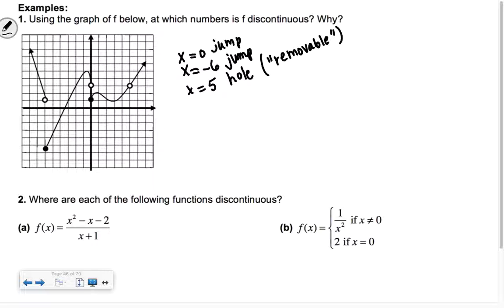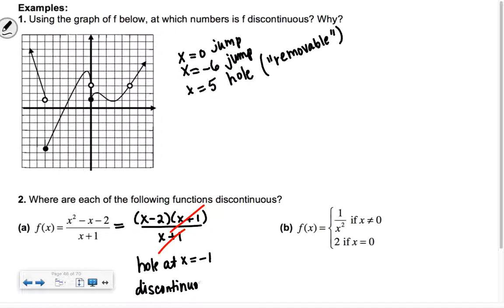So it says, where are each of the following functions discontinuous? Okay, so we have x squared minus x minus 2 all over x plus 1, and it does factor. It factors into x minus 2 times x plus 1 all over x plus 1, and we know it cancels. But we know that when we cancel something like that, that there's a hole there, right? So there's a hole at x equals negative 1, so it's discontinuous at that point, so at x equals negative 1. And it's continuous everywhere else. There were no vertical asymptotes. There was nothing else. It was just that hole.